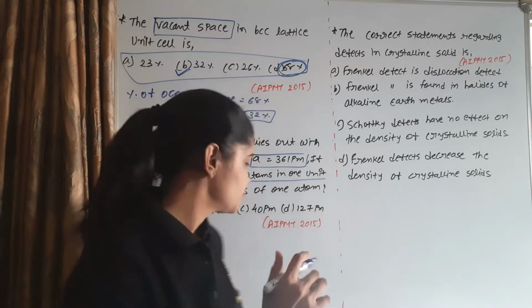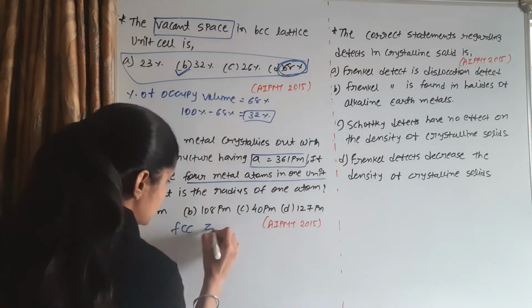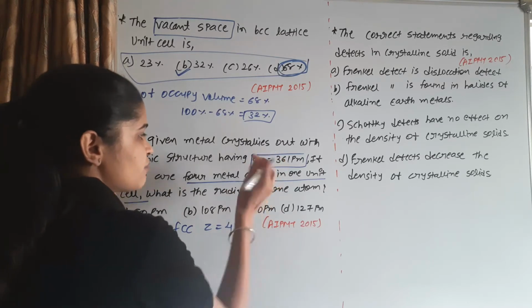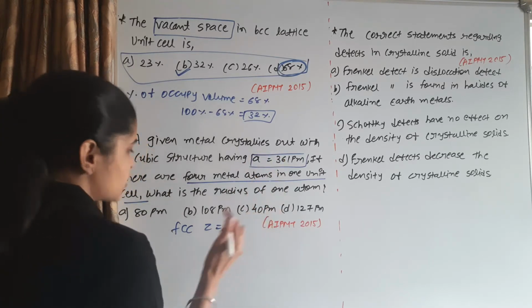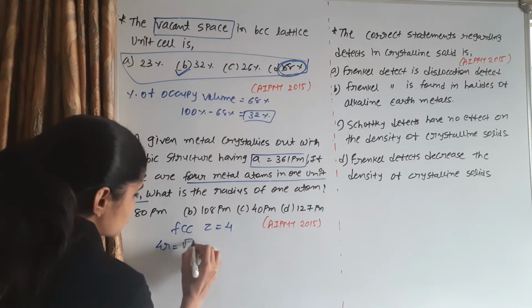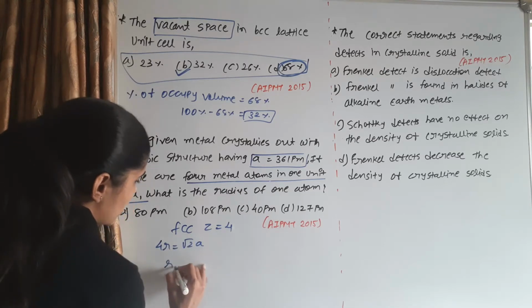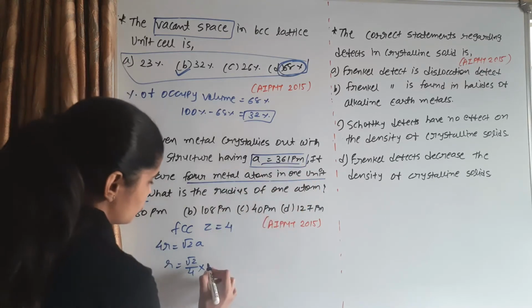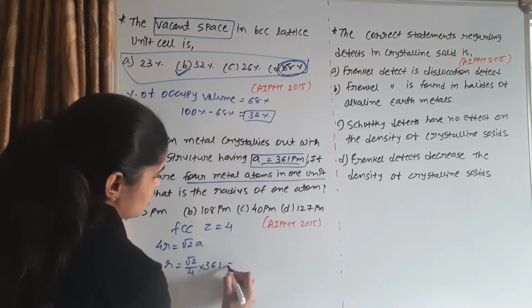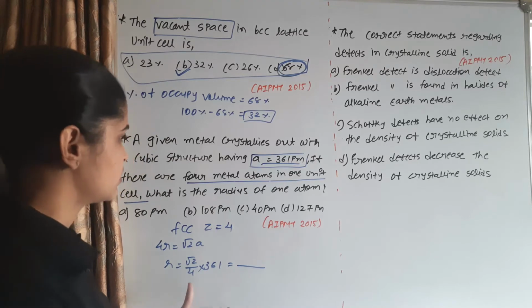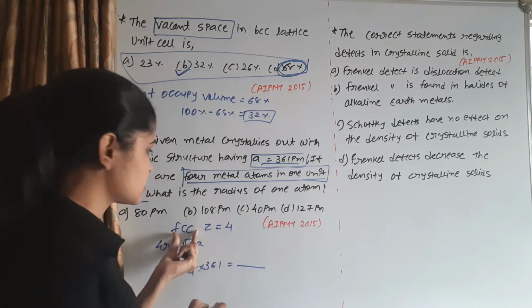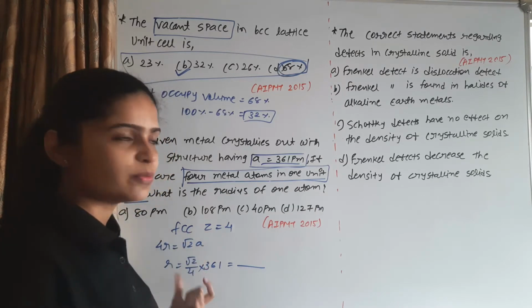Where Z = 4, the unit cell is FCC, face centered cubic. So we take the given a value and find the r value. We know that 4r = √2a. So r = √2/4 multiplied by the a value, 361. It gives the answer. Just check that 4 metal atoms means FCC and put in this value.